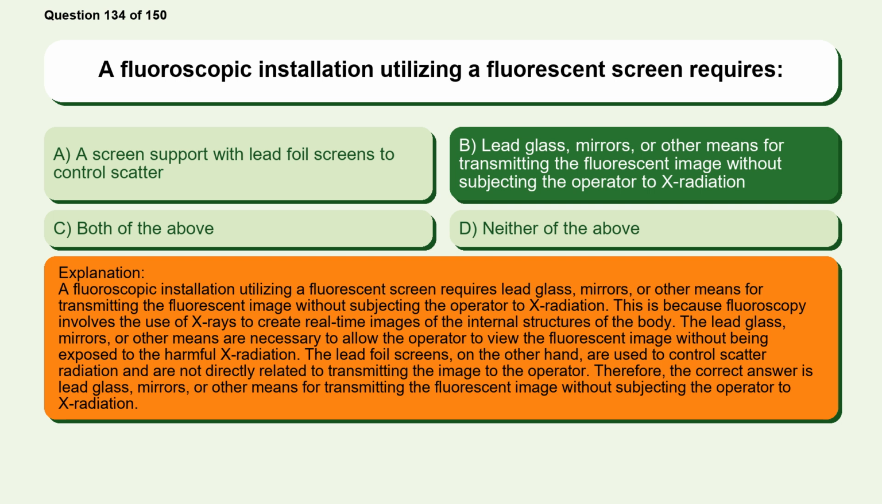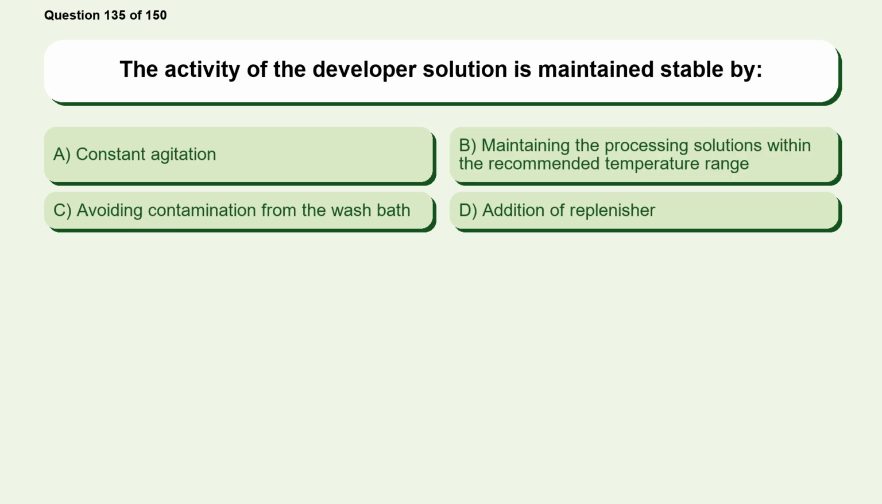This is because fluoroscopy involves the use of X-rays to create real-time images of the internal structures of the body. The lead glass, mirrors, or other means are necessary to allow the operator to view the fluorescent image without being exposed to the harmful X radiation. The lead foil screens, on the other hand, are used to control scatter radiation and are not directly related to transmitting the image to the operator. Therefore, the correct answer is lead glass, mirrors, or other means for transmitting the fluorescent image without subjecting the operator to X radiation.